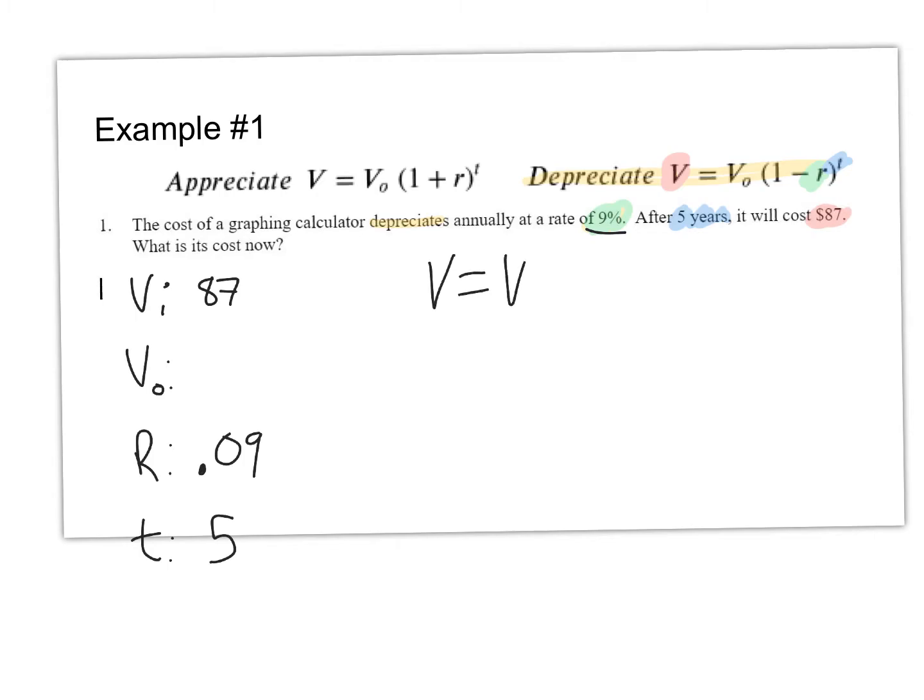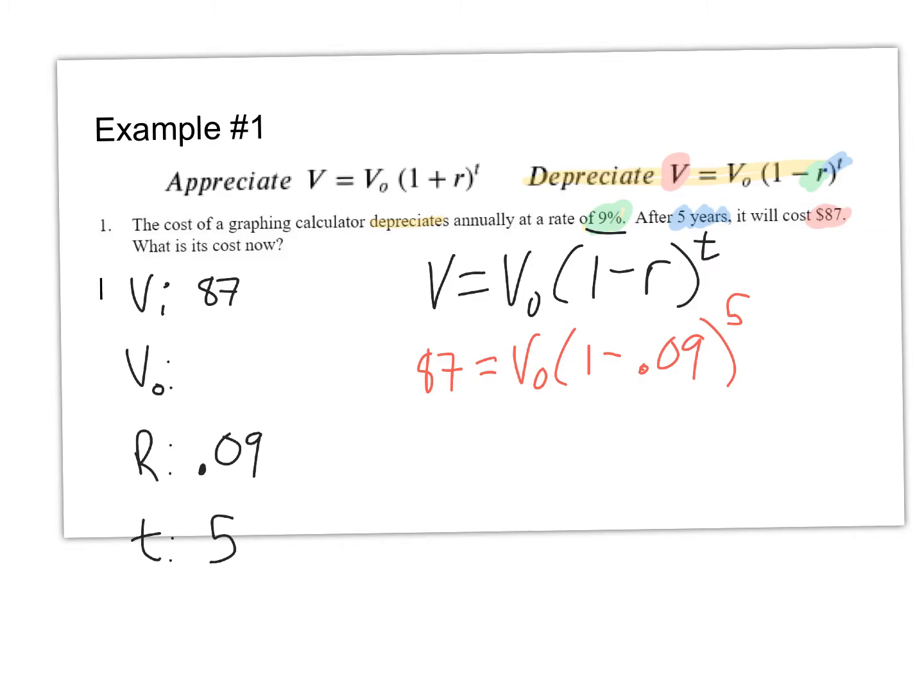So let's set up our formula. V equals VO times (1 minus R) raised to the T. Let's fill in what we know. V is 87, equals VO times (1 minus the rate of 0.09) raised to the 5th power.